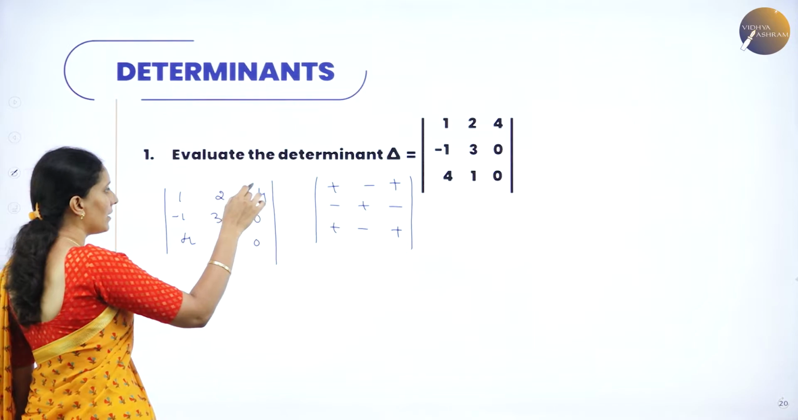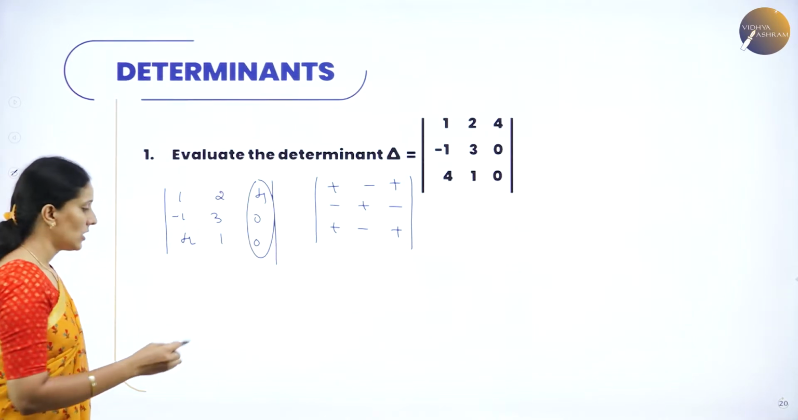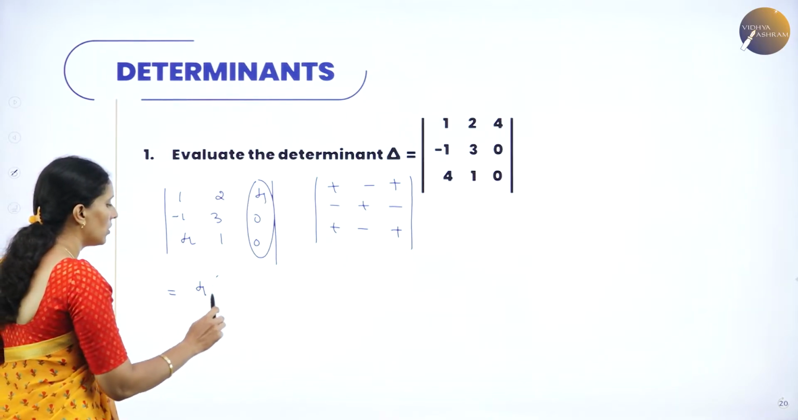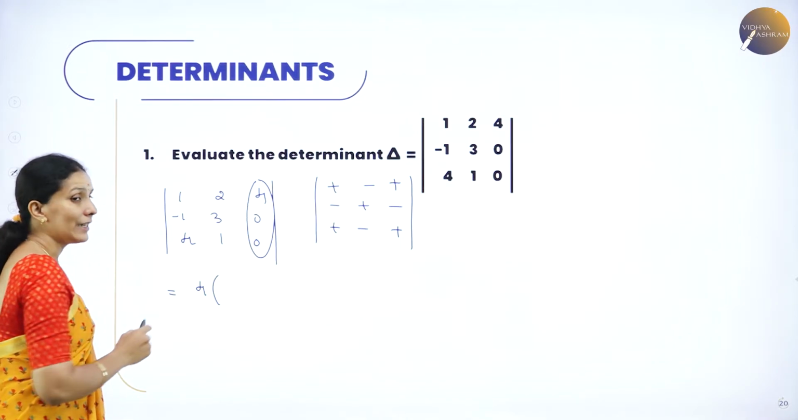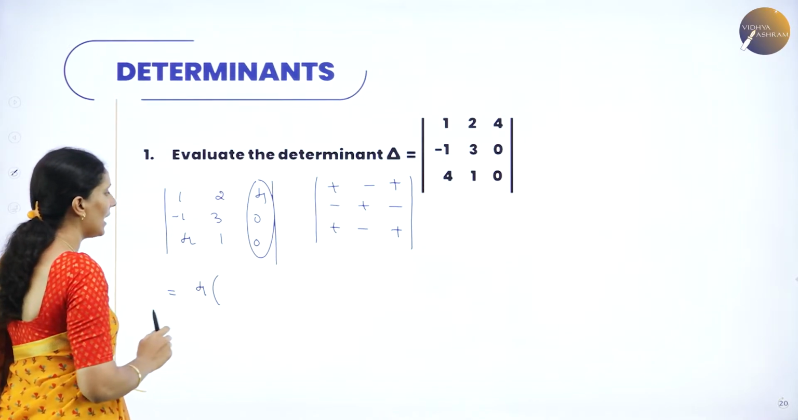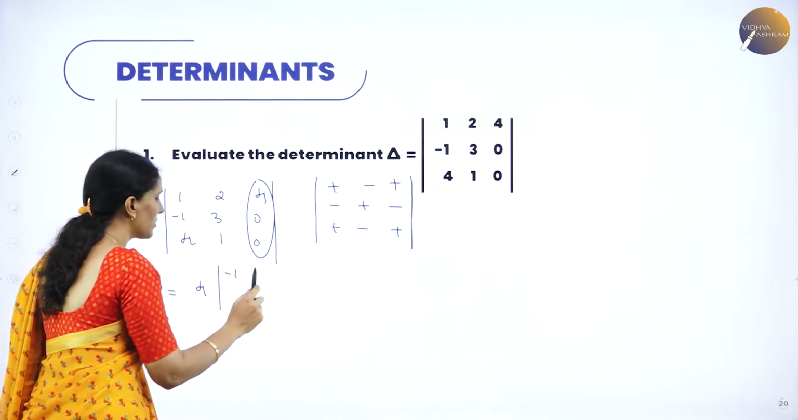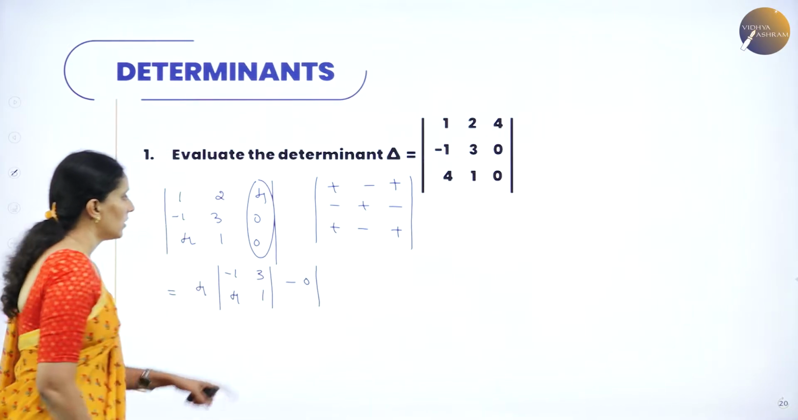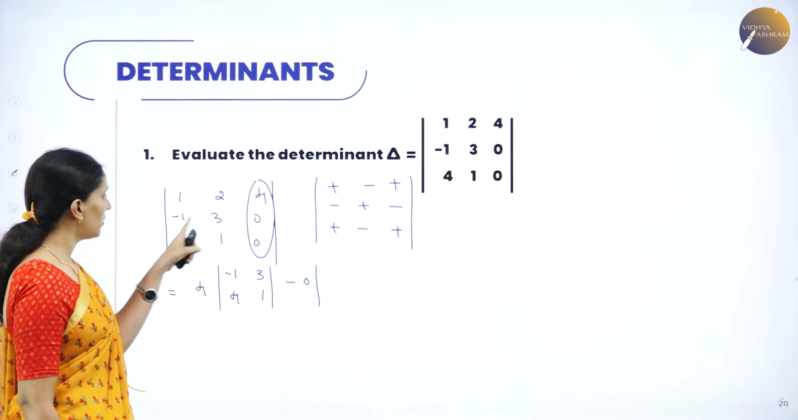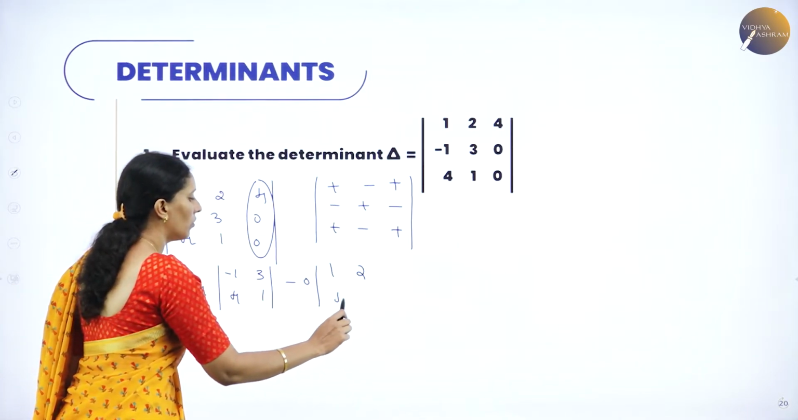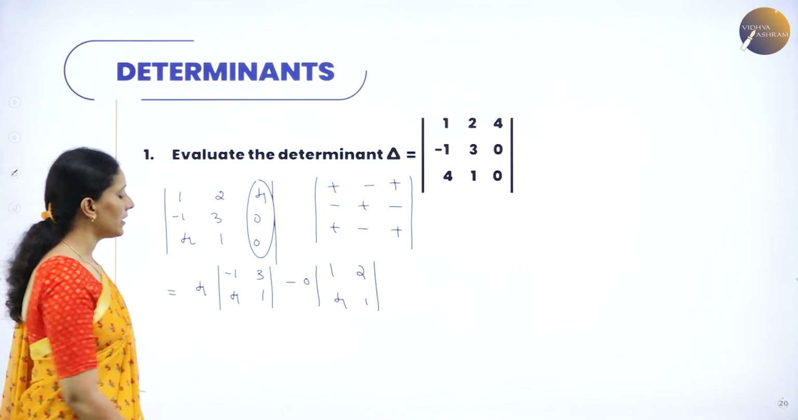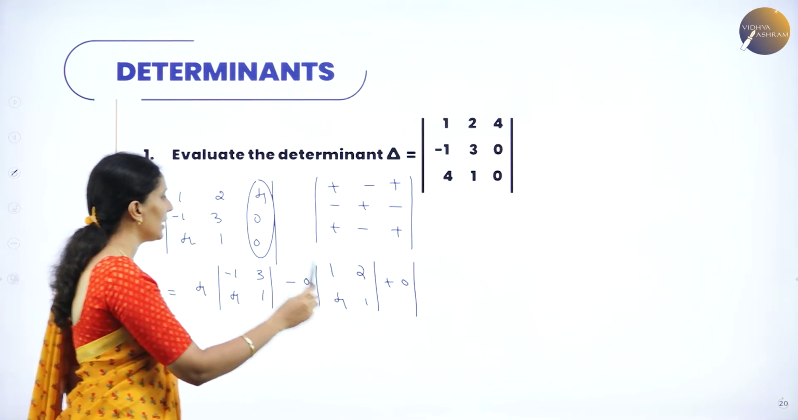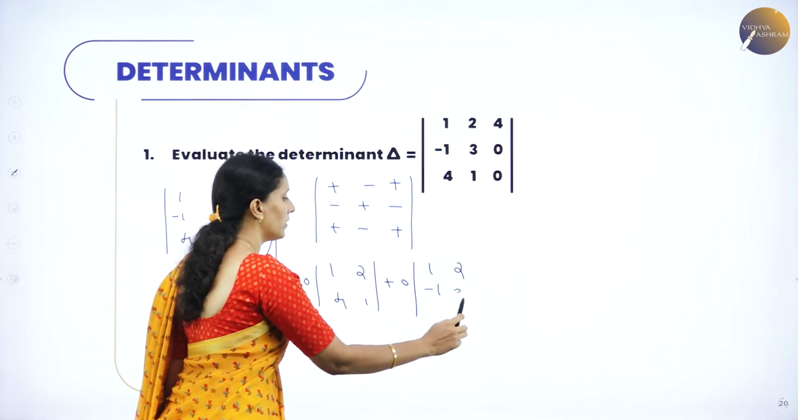Now let me expand the value of the determinant through the last column. Last column means the signs are plus, minus, plus. So let me take it as plus 4. Delete the row and column containing 4 and write the remaining elements. The remaining elements are minus 1, 3, 4, 1. Next is minus 0. The second element is 0. Delete the row and column, so we have 1, 2, 4, 1. The last element is 0, plus 0. Delete the row and column containing 0, and write the remaining elements in the determinant: 1, 2, minus 1, 3.